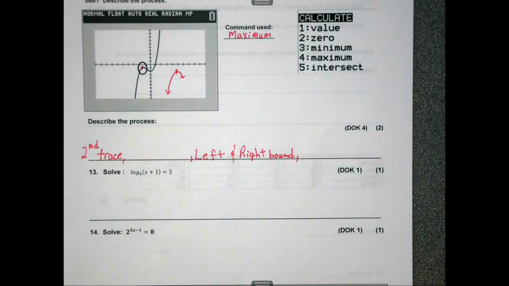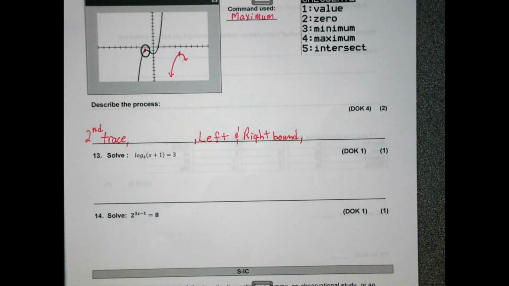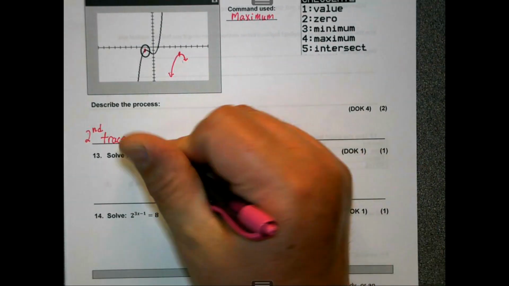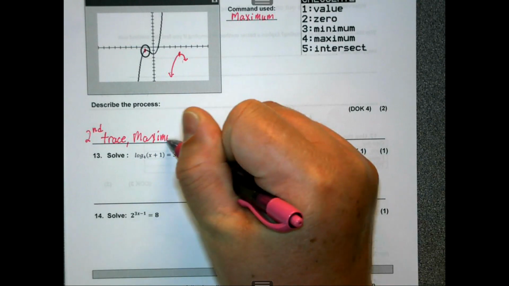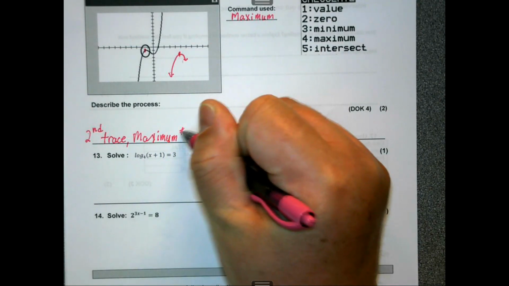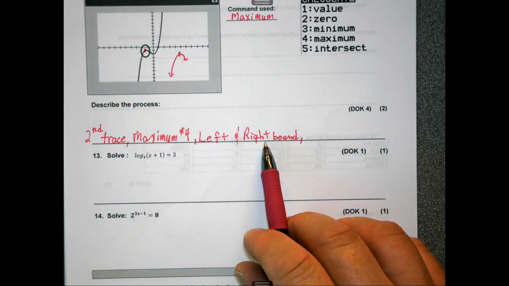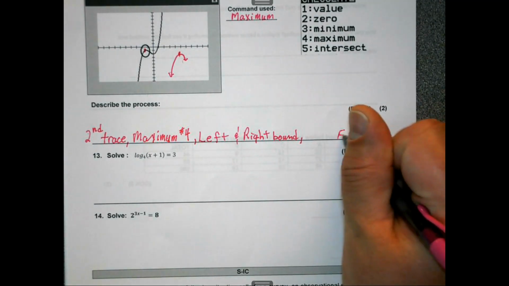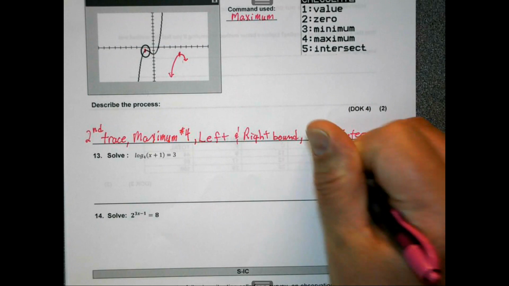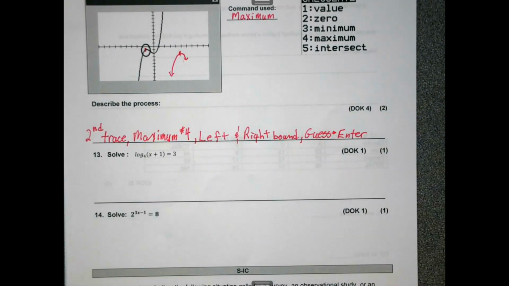What do we do after we hit the second trace? Maximum. You got to do the maximum. Hit the maximum button. And I believe that's number 4, right? Yes. Okay. Then you put in your left bound and your right bound. Then what does it say? Enter. Yeah, you're going to have to hit enter. It's asking you to guess, right? And then you hit the enter button. That's it. We just described it.